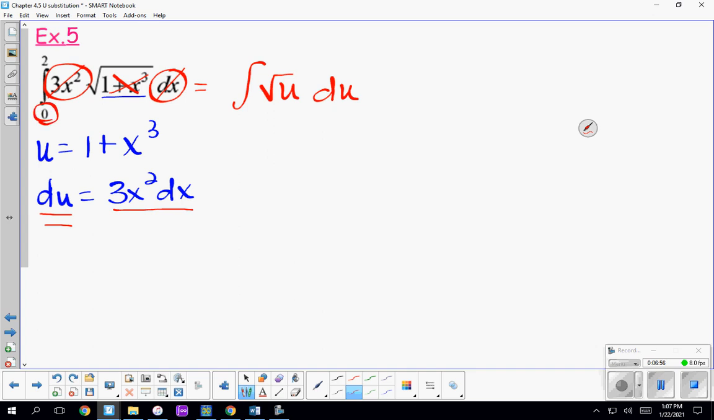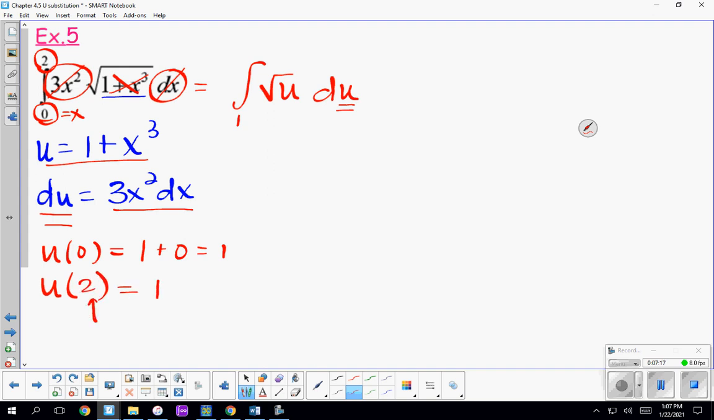I still have to substitute these guys and turn them into values of u. So since these are values of x, I'm going to plug them into this equation here. So u of 0 is 1 plus 0. So my lower bound is 1. My new upper bound, I'm going to take my old upper bound, plug it in. I'll get 1 plus 2 cubed, which is 9.